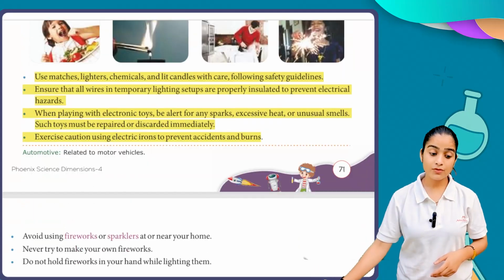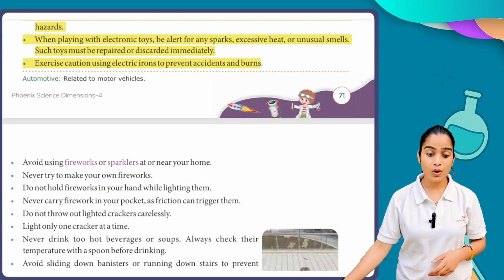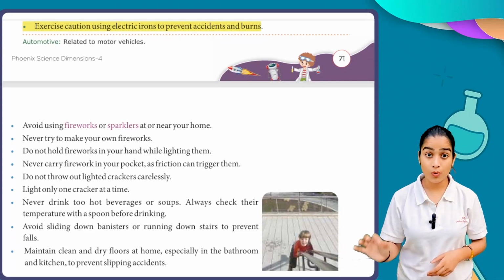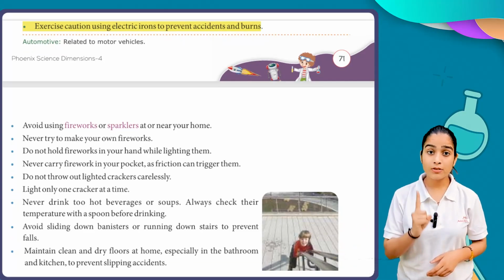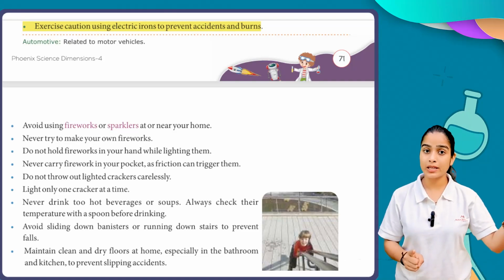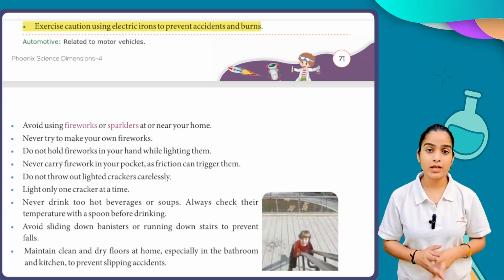Next thing we have to keep in mind: avoid fireworks or sparklers near your home. Always keep in mind, don't burst firecrackers or sparklers in your home. This is an outside activity, so you have to do it outside of your home.